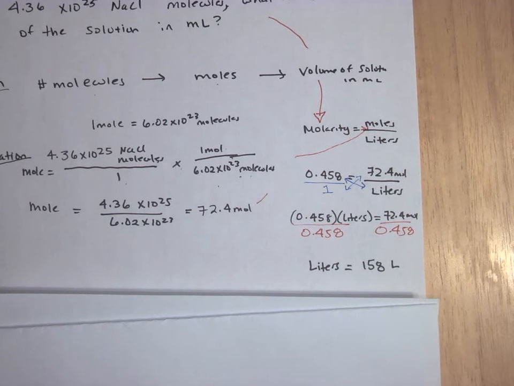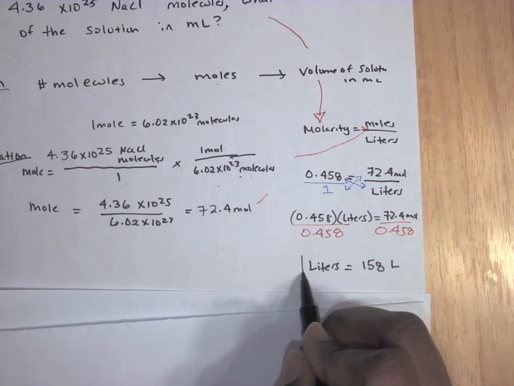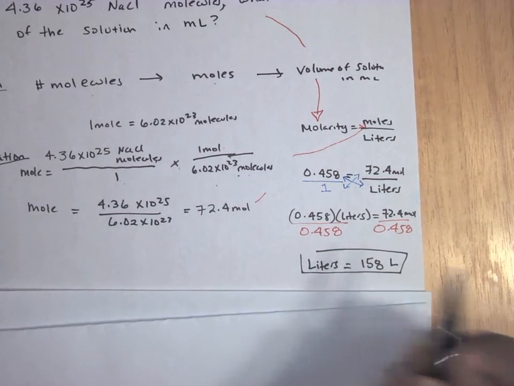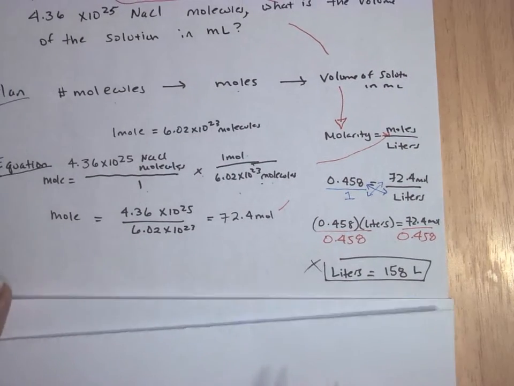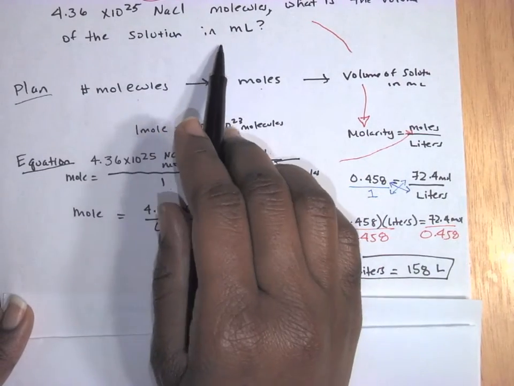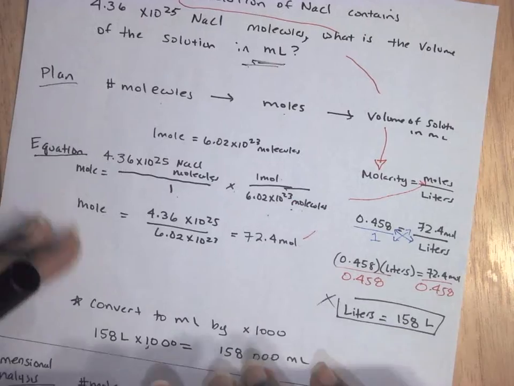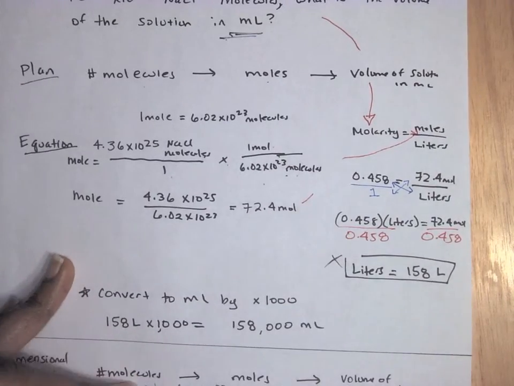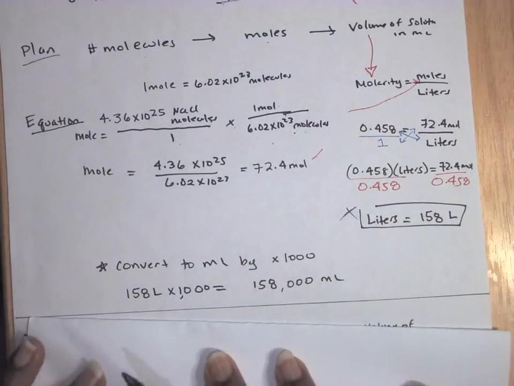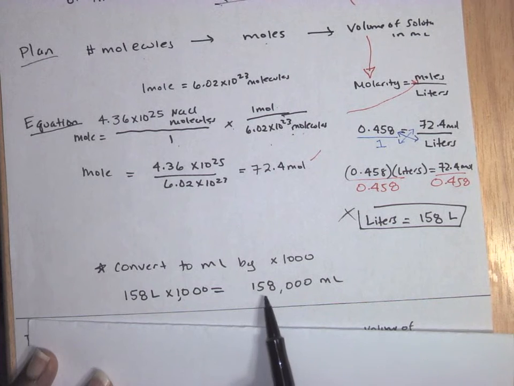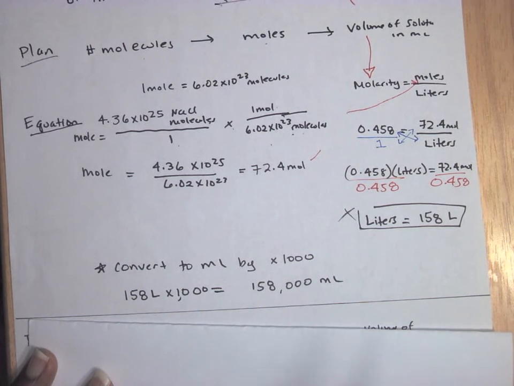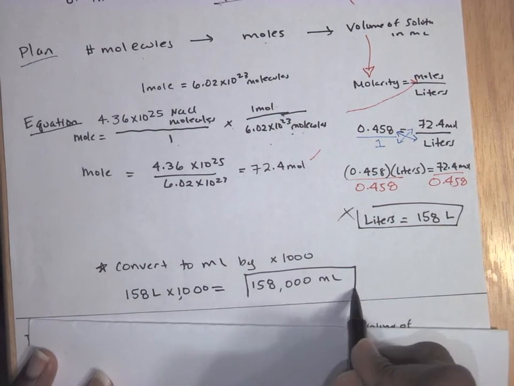Now, is that my final answer? No, that's not the final answer. And let me tell you why. Because they want the volume in milliliters. So I need to convert my liters to milliliters. And we do that simply by multiplying by 1,000. So if you have 158 liters, you times it by 1,000, it gives you 158,000 milliliters. And so this now is my final answer.